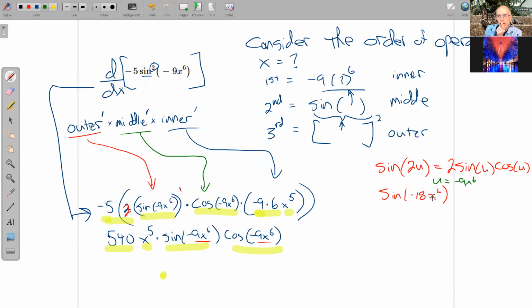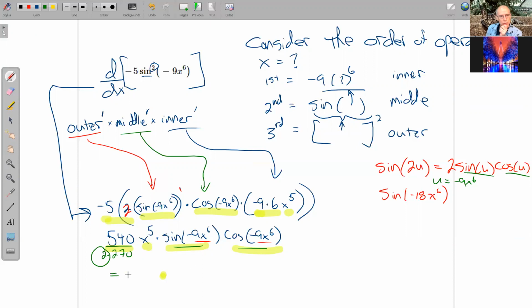So 2 times that. And then on the other side, I need a sine, a cosine. So I got my sine times my cosine, and then I need a 2. So I'll have to pull a 2 out of the 540. What's half of 540? That would be 270. So that's 2 times 270. So I need that 2 also.